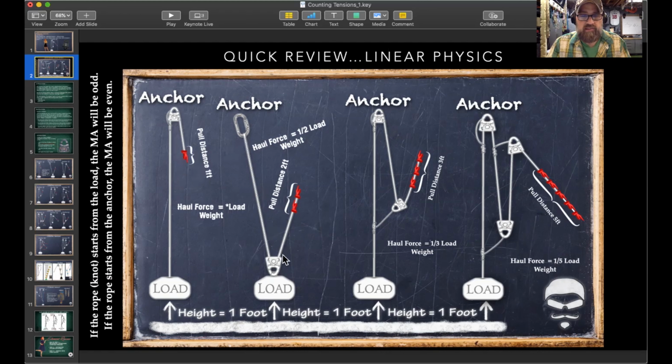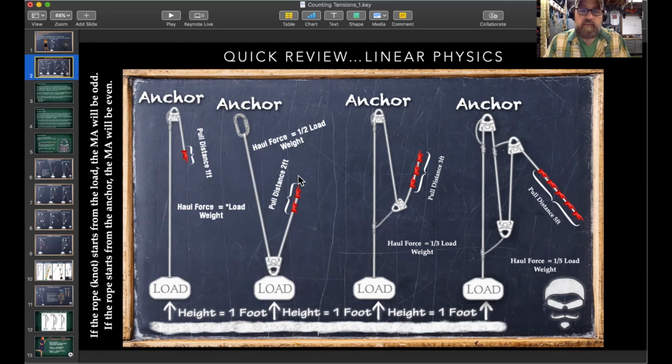When we get into, let's say, this 2-to-1, how the energy is dispersed here is I'm pulling on this haul line. The other end of my rope is attached to an anchor. That rope then goes down to my load. There's a pulley, and now I'm pulling up on that.